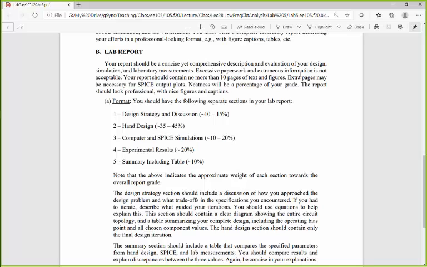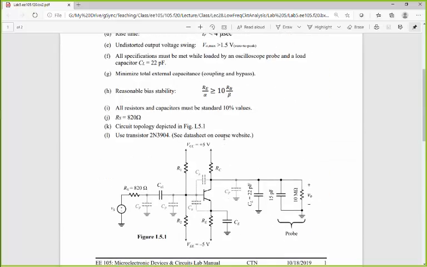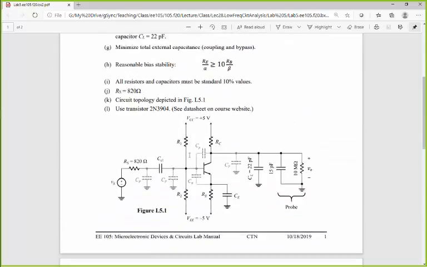And the format of the report should have the following things. You should have a design and strategy discussion. And this is also showing how much each of these are worth in terms of points for the total lab. You should have a hand design where you talk about exactly how you went about choosing your resistor values and choosing other values for your capacitors and around your transistor. You should have computer and SPICE simulations that confirm that at least in simulation, you can satisfy all of the specs that are right here.